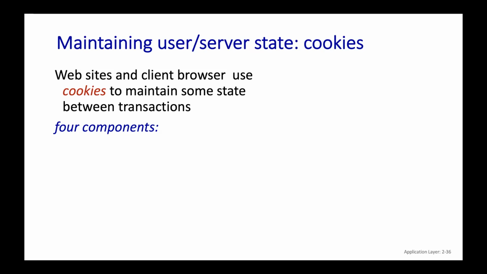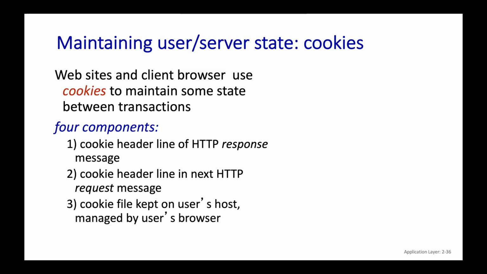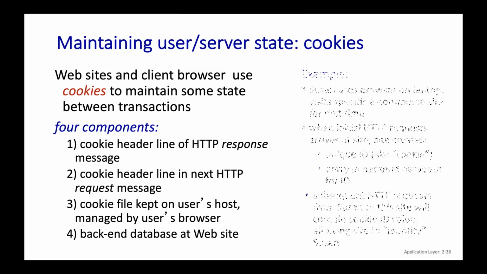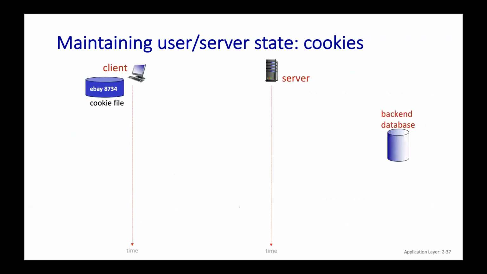There are 4 components of a cookie architecture. One is the cookie header line of the HTTP response message. Then the cookie header line in the next HTTP request message, the cookie file which is kept on the user host managed by the user, and the backend database at the website. So with ये example ऐसे इसके बजाय interaction देख लेते हैं. That would explain it very clearly.